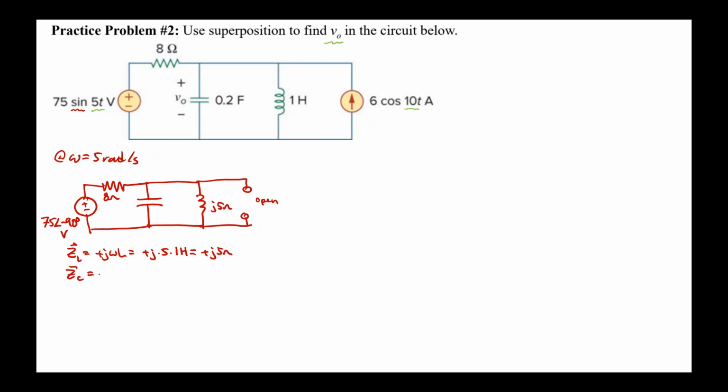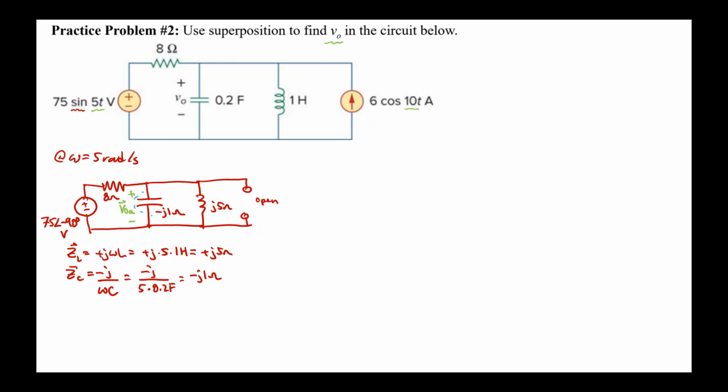ZC is calculated as negative j over omega C, which is minus j divided by 5 times 0.2 farads. That comes out to minus j1 ohm. The target in this circuit is what I'll call V0A, the voltage across the capacitor. I can now use any circuit analysis technique that applies to this frequency domain representation to solve for V0A.